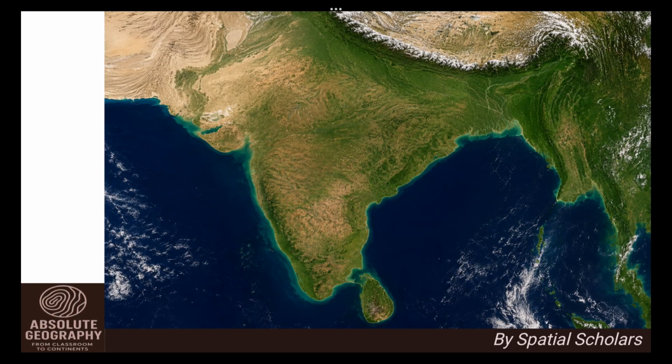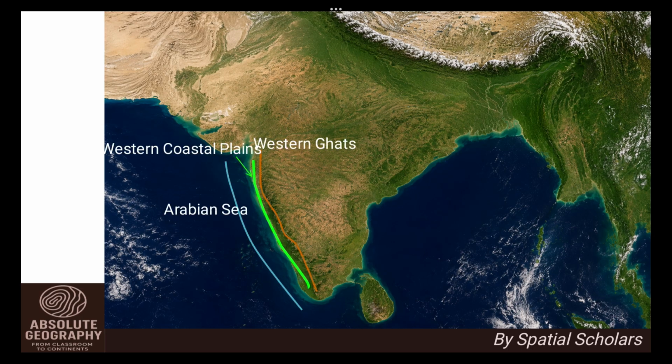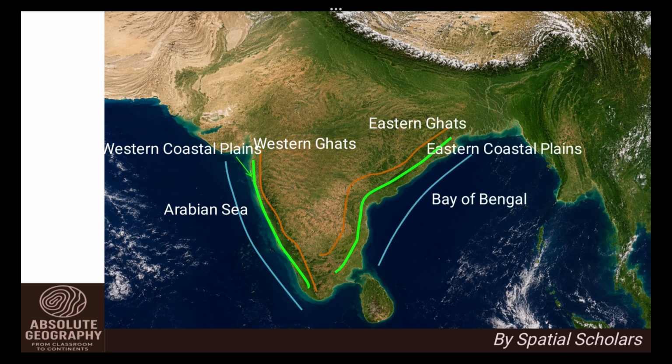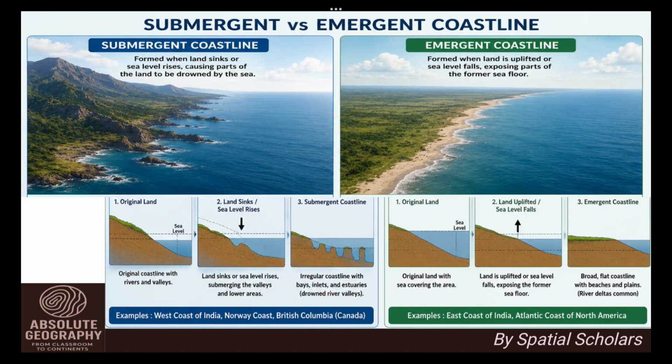Geographically, they lie between the Ghats and the surrounding seas. Based on their location, they are divided into two major sections: the western coastal plains along the Arabian Sea and the eastern coastal plains along the Bay of Bengal. Both meet at the southernmost tip of mainland India, that is Kanyakumari. Now, before we study these two coastal plains, we first need to understand some important geographical terms.